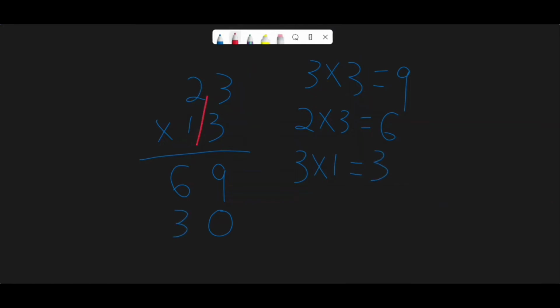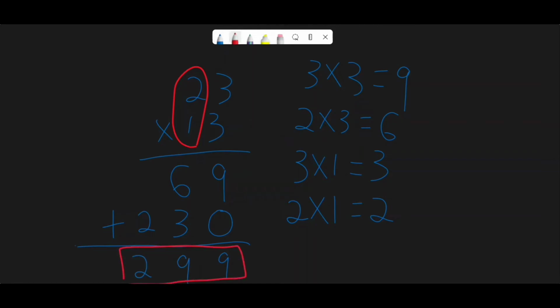So we have 3 times 1 equals 3. And then 2 times 1 equals 2. So then we have to add these up. So we have 9, 9, 2. So the answer is 299.